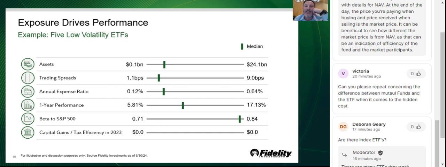So that's why I had tax efficiency relatively low. I think if you're playing in long-only, plain vanilla products, there isn't a lot to look at in terms of tax efficiency. So let's look at trading spreads.